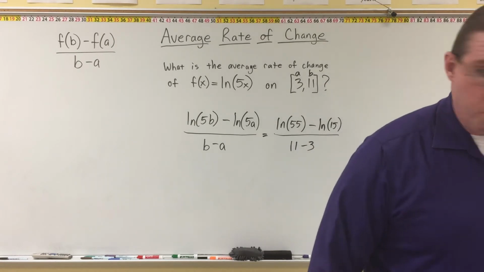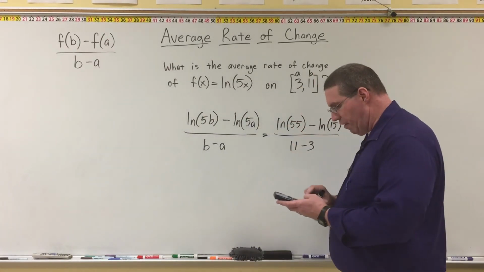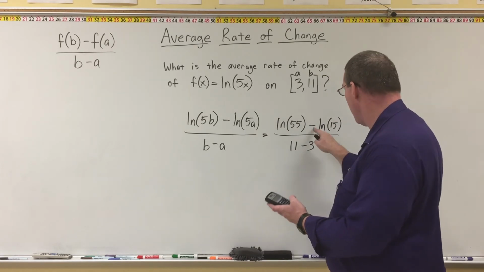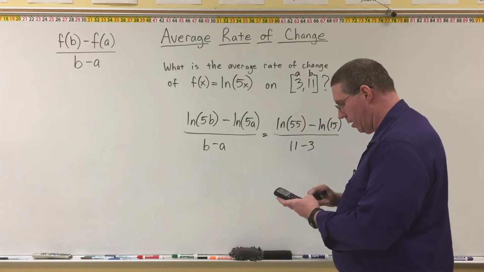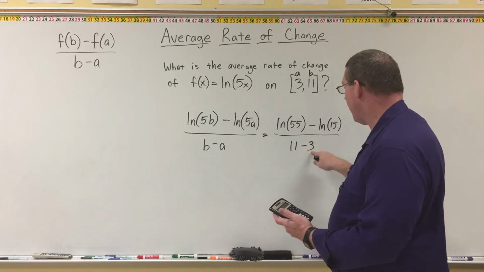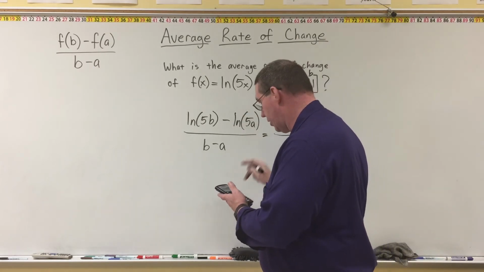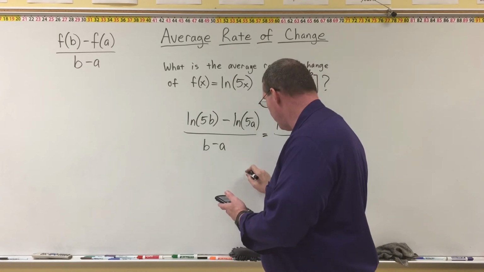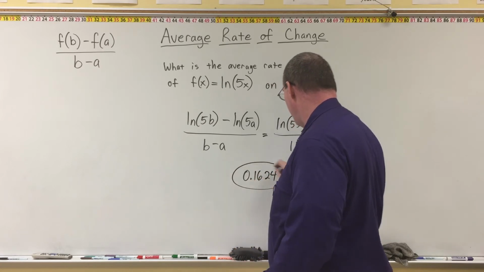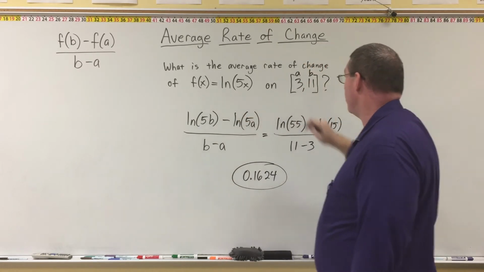So let's grab a calculator. Where did I put that thing down? There it is. We'll do natural log of 55. There's a button on the calculator that says ln. So ln 55, close parenthesis, minus ln of 15, close that parenthesis. Then I'm going to hit enter, then divided by 11 minus 3, that's 8. So divided by 8, and it says that the average rate of change is 0.1624. And so this is the average rate of change of the function natural log of 5x on the interval from 3 to 11.